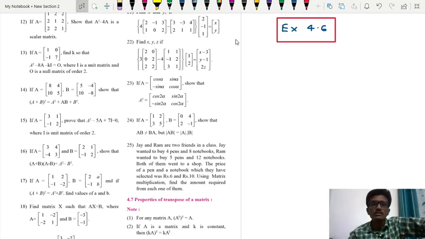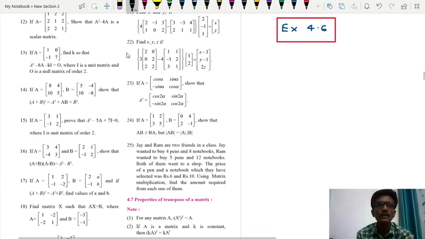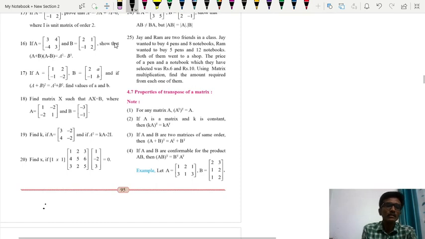हेलो डियर स्टूडेंट्स, इस वीडियो में हम एक्सरसाइज 4.6 मैट्रिसेस टॉपिक वी आर डूइंग. So exercise 4.6 we have already started in the previous video. So let's continue with the same exercise. Here this exercise is on product of the matrices. See question number 20 we will do now.